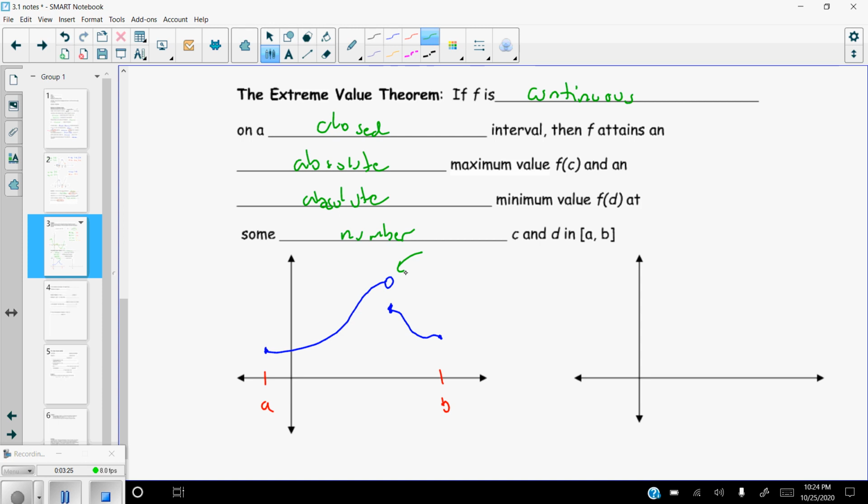So in this case, there would actually be no absolute maximum. Pen stopped working. Oh, there we go. Looks like we got the pen back.